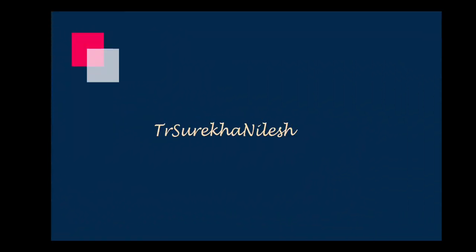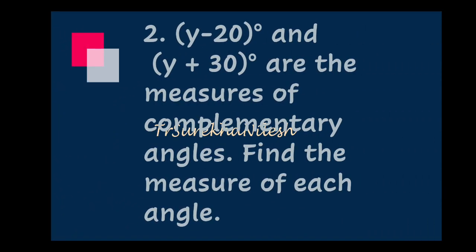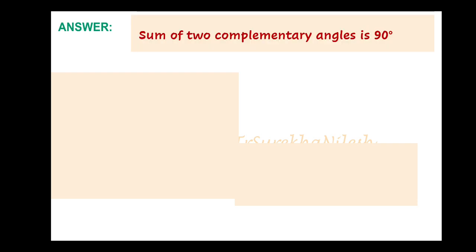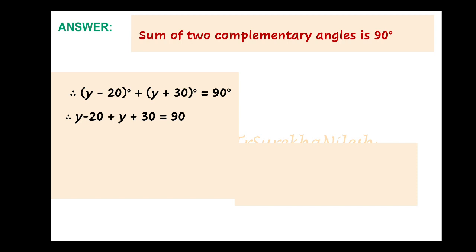The second major question: y minus 20 degree and y plus 30 degree are the measures of complementary angles. Find the measure of each angle. Solution. Sum of two complementary angles is 90 degree. y minus 20 degree plus y plus 30 degree equal to 90 degree.